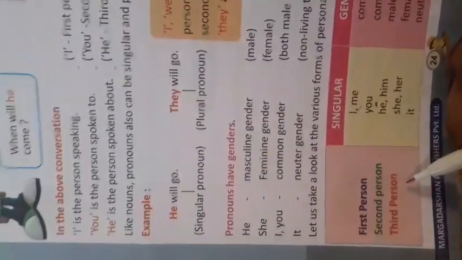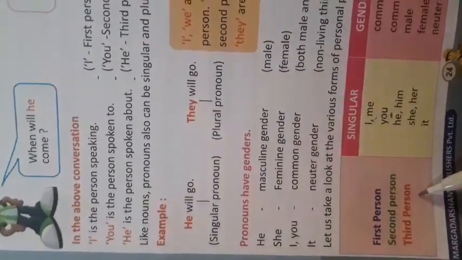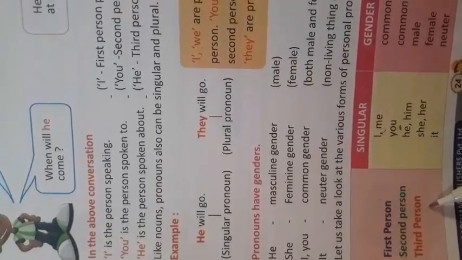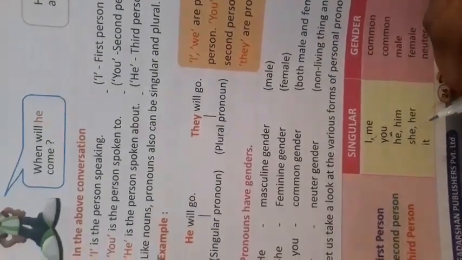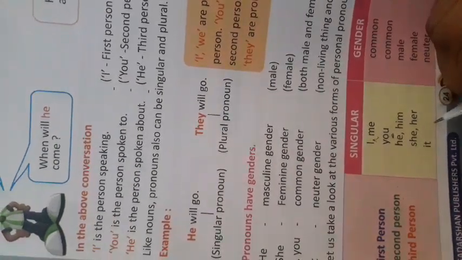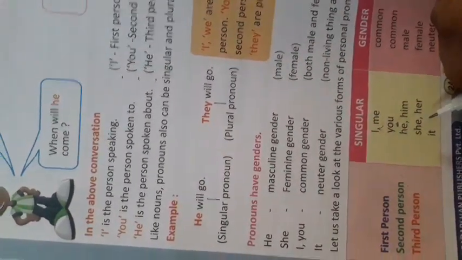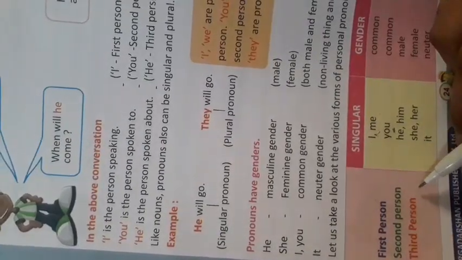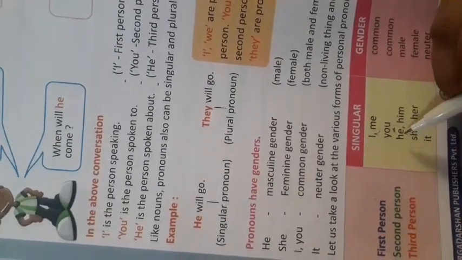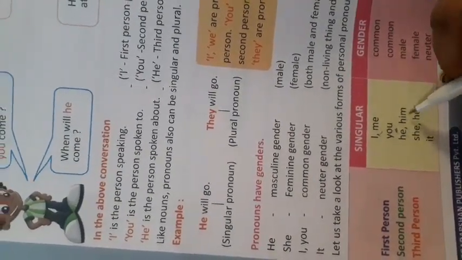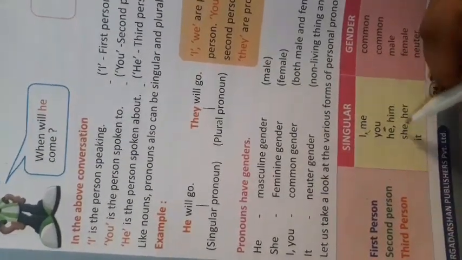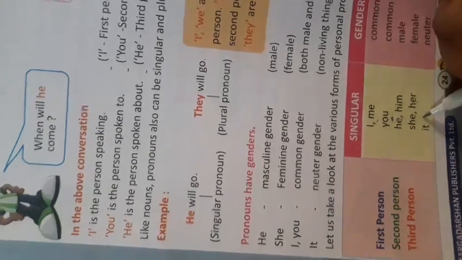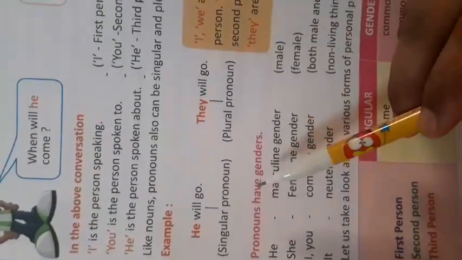Now the third person. Who is the third person? The third person is the person about whom we are talking, something else, neither the speaker nor the listener. For example, these are the pronouns used in place of a third person: he, him, she, her, it.